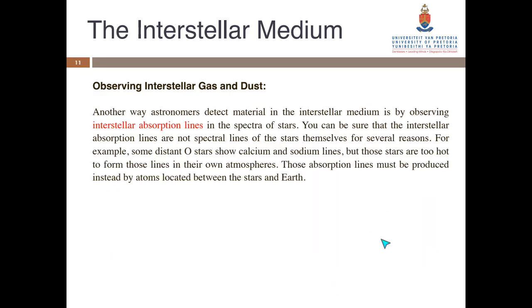Another way astronomers detect material in the interstellar medium is by observing interstellar absorption lines in the spectra of stars. You can be sure that the interstellar absorption lines are not spectral lines of the stars themselves for several reasons. For example, some distant O stars show calcium and sodium lines, but those stars are too hot to form those lines in their own atmospheres. Those absorption lines must be produced instead by atoms located between the stars and Earth.